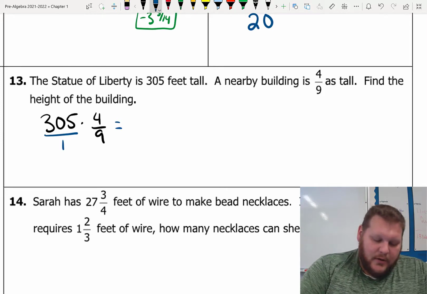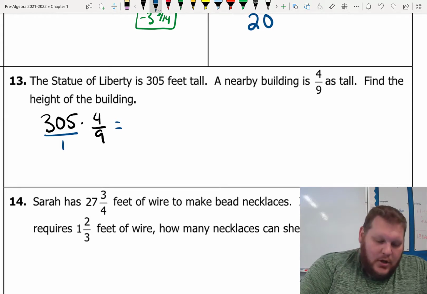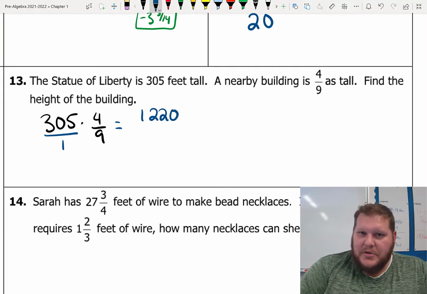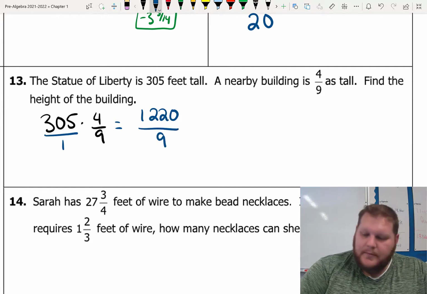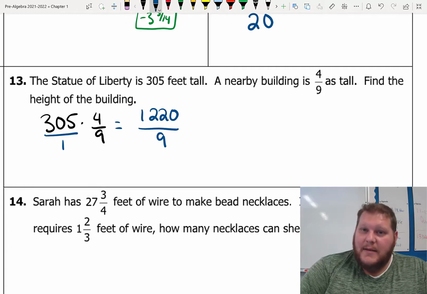Numerator with numerator, 305 times 4. I would have a calculator for that. I'm not going to try and do that in my head. I mean, I could if we wanted to, or you can use scratch paper if you really want to, but 1,220. I would suggest using a calculator for that. And then that's still over 9. So you can leave it that way, or you can put it as a mixed number.